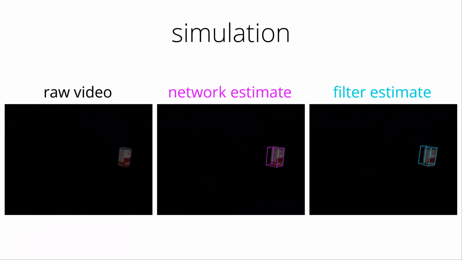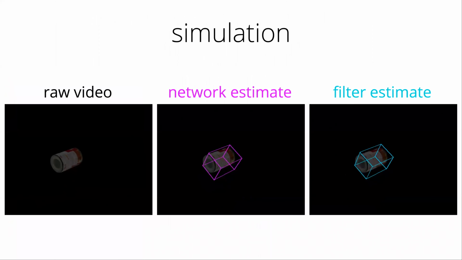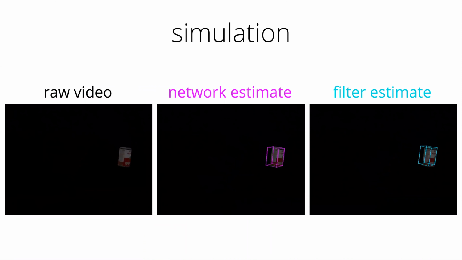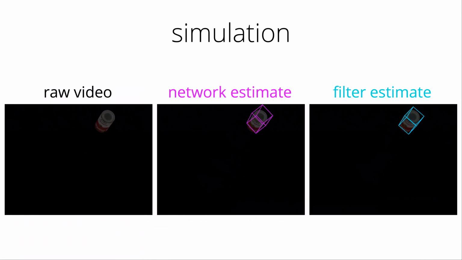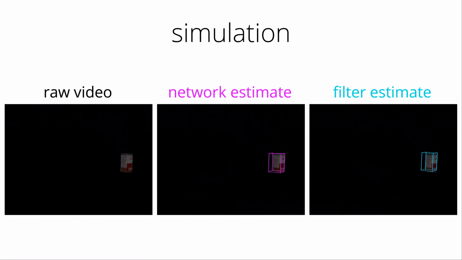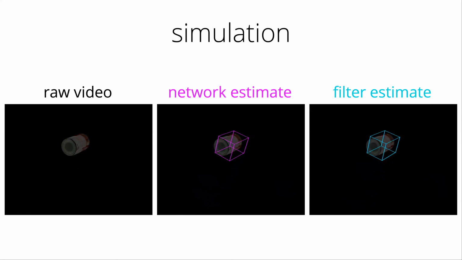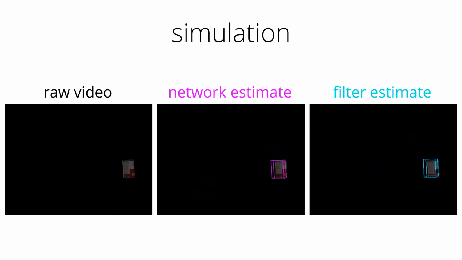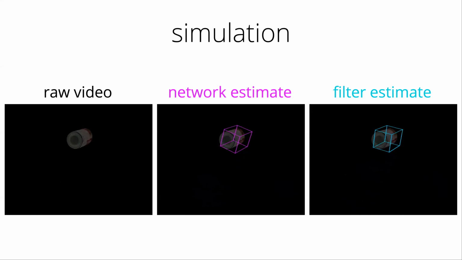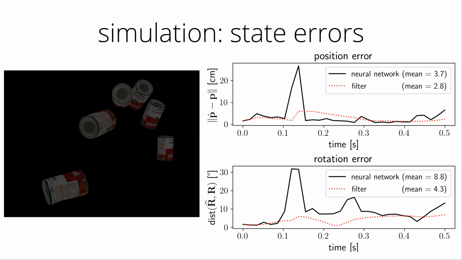So now we can show the simulation. We have the raw video on the left, the network estimate in the middle, and the filter estimate on the right. It may not be completely obvious from the video, but the filter generally improves the position and orientation estimates. Specifically, there's a pretty bad estimate in the middle of the trajectory that the network makes, but the filter is able to smooth that out. This is probably more obvious if we look at a plot.